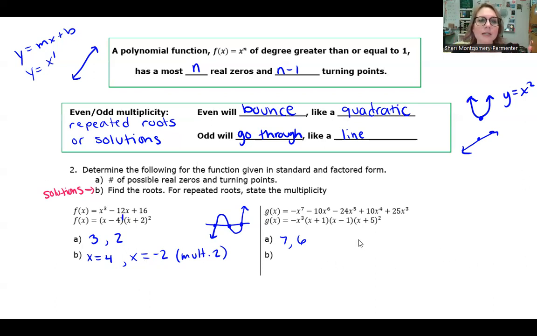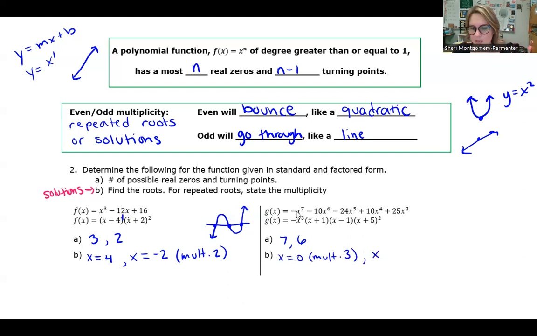For part B of the second equation, which again is the same thing, we're going to look at each factor. This is a tricky one. If I took that and set it equal to 0, what's x equal to? It's just 0. Anytime you have an x out in front, it is just 0. So x is equal to 0, and how many times is that repeating? 3. So we would say multiplicity of 3.